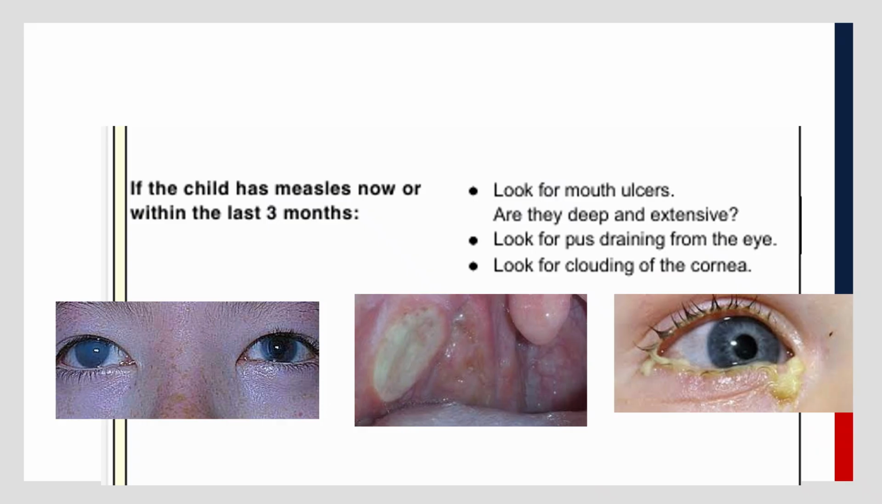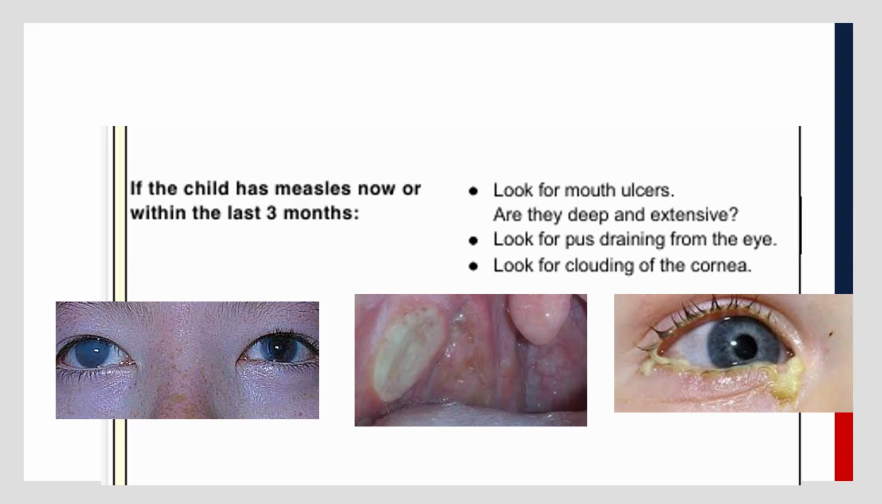So what you're going to do is ask the complete history. Again, look for and ask for danger signs. You're going to ask if the child has measles. If the child has measles now or within the last 3 months, you're going to look for mouth ulcers. You are going to look for clouding of the cornea, right? If you look at this, this is normal, but over here, this looks milky.